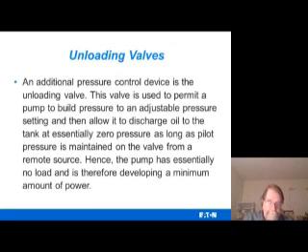Now, unloading valves. This is an additional pressure control device. This valve is used to permit the pump to build pressure to an adjustable pressure setting and then allow it to discharge oil to the tank at essentially zero pressure as long as the pilot pressure is maintained on the valve from a remote source. Hence, the pump is essentially at no load and therefore developing a minimum amount of power.